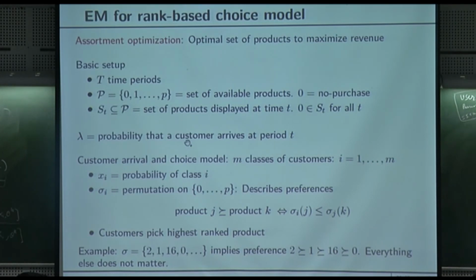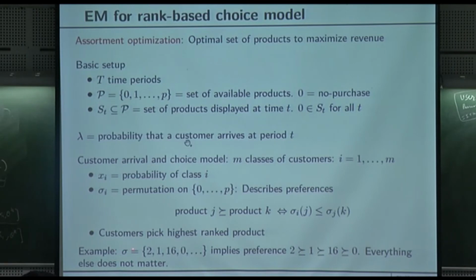Xi's are the probability of class i. That is, a particular customer belongs to class i with probability Xi. A class i customer is described by a permutation on products 0 through P, right? And the way this permutation helps describe their preferences is as follows. If in this permutation sigma, you're looking at the ith class of customer, if sigma i of j is less than sigma i of k, then this particular customer prefers j to k.